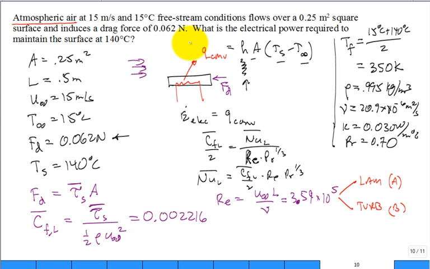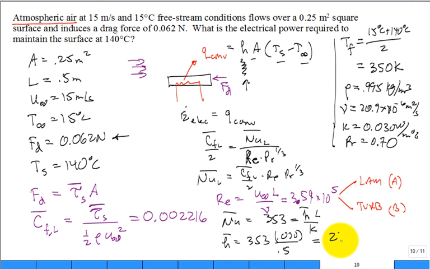But there you go. So it is laminar flow over the entire plate. So when you plug it into this with the Prandtl number, you calculate that the average Nusselt number comes in at 353. It's h average times L divided by k. So you get the average h is 353 times k, the thermal conductivity 0.030, divided by L 0.5 meter. And you get the average h to be 21.2 watts per meter squared degree C. That is a lot of work to get h.